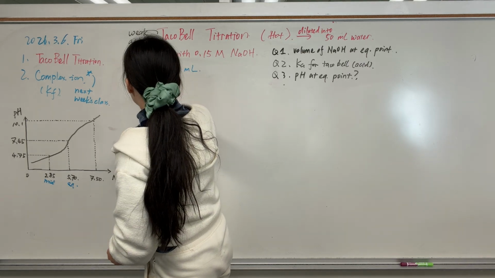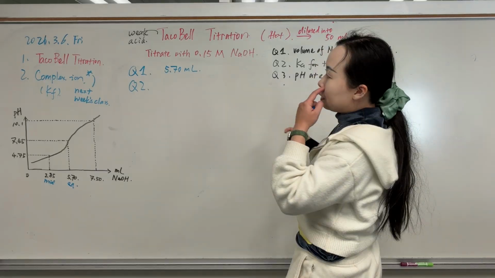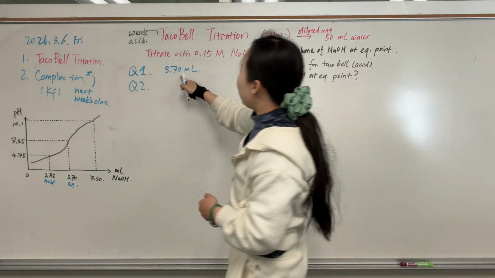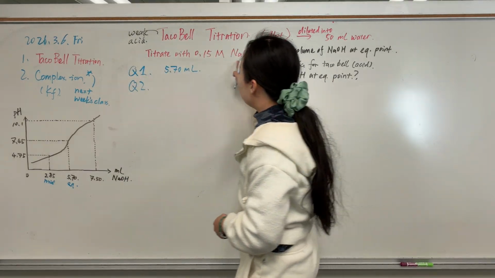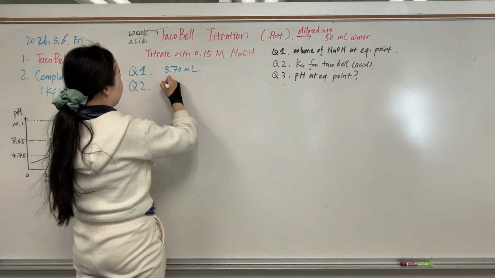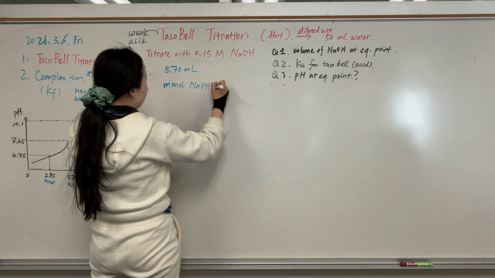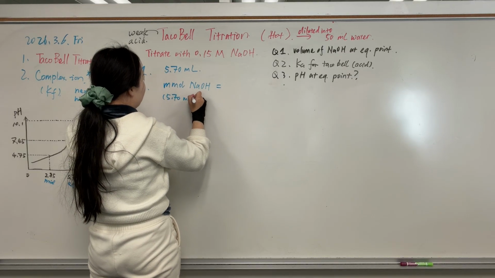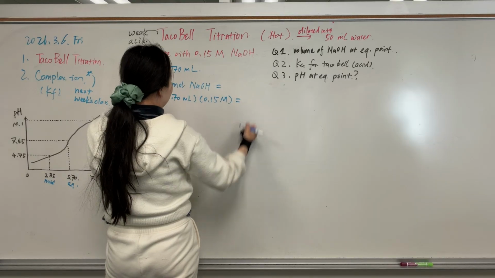Okay, question 2, Ka for Taco Bell. Of course, there are too many things to do before question 1 and question 2. Based on how much sodium hydroxide we have at the equivalent point, we can calculate the moles. So this is what I'm going to do: moles of sodium hydroxide equals volume times 0.15 M.